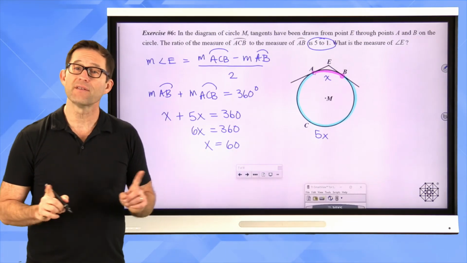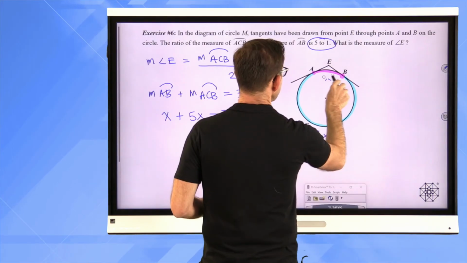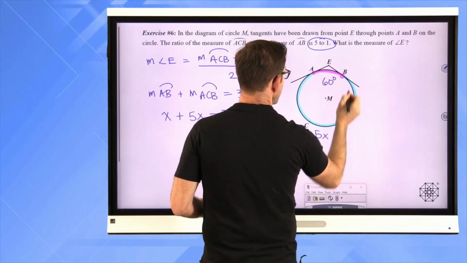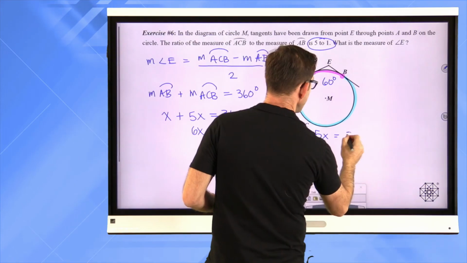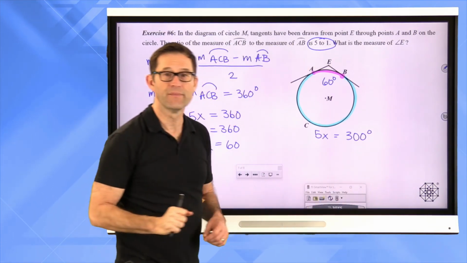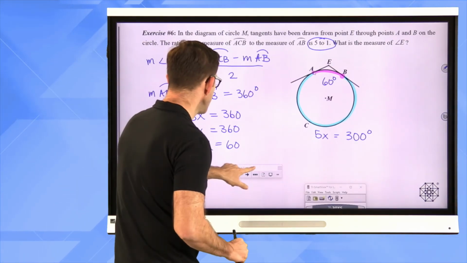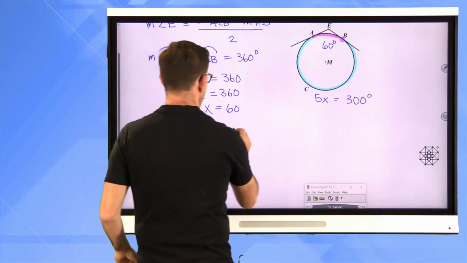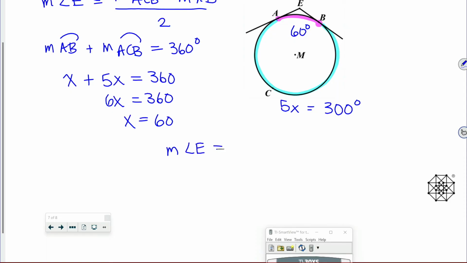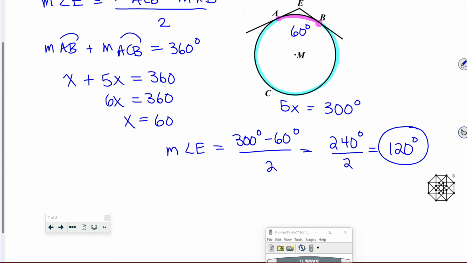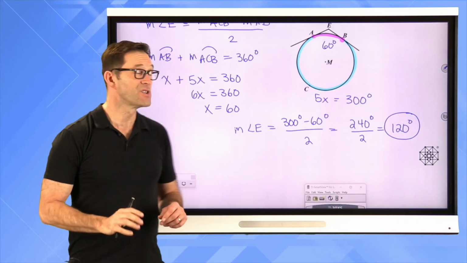Okay? That then tells me that the measure of arc AB is 60 degrees, and the measure of arc ACB is 300 degrees. And once I have those two measures, I can now substitute it into this equation, and I'm going to find that the measure of angle E is 300 degrees minus 60 degrees, all divided by 2. That's going to be 240 degrees divided by 2, which is going to be 120 degrees.